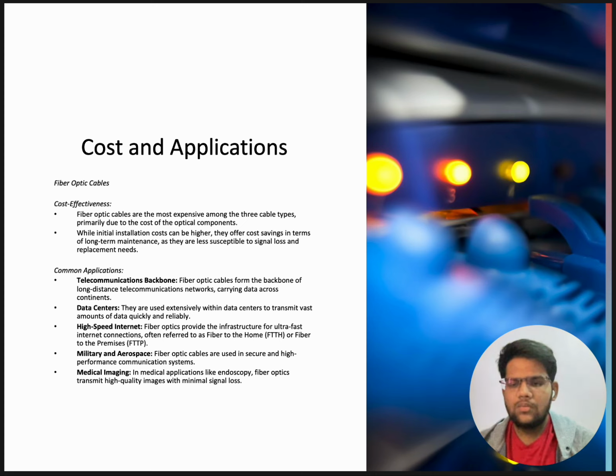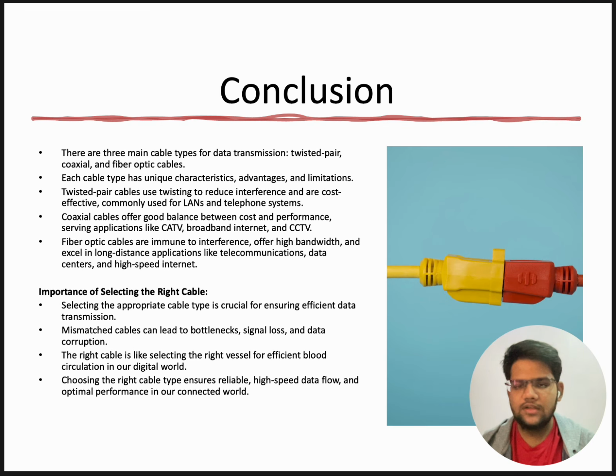In summary, each cable type offers effectiveness in its own way, making them suitable for various applications. Twisted pair cables are cost-effective for local networks, coaxial cables balance cost and performance for TV and internet, while fiber optic cables are chosen for high-speed and interference-resistant applications, despite their high initial cost. In conclusion, understanding the characteristics and applications of different cable types and selecting the right cable for specific needs is essential for seamless data transmission and the success of modern networking and communication systems.